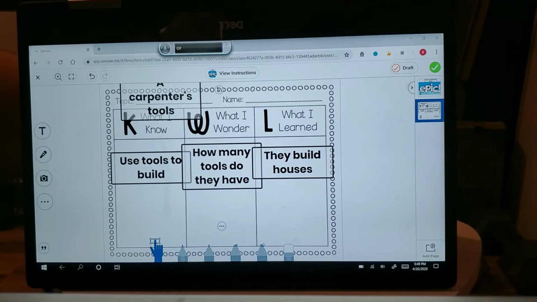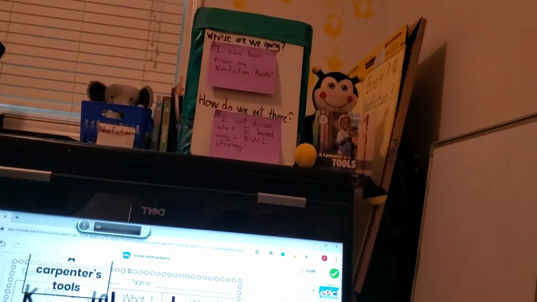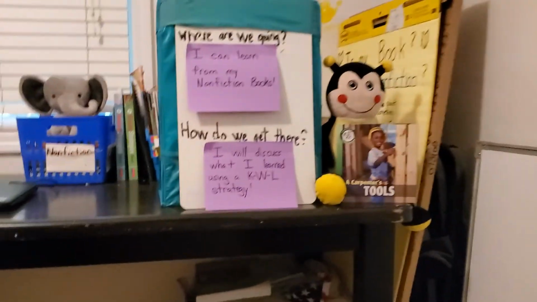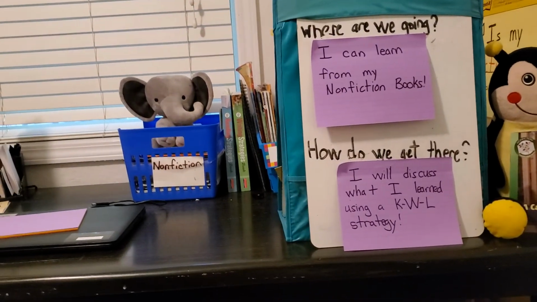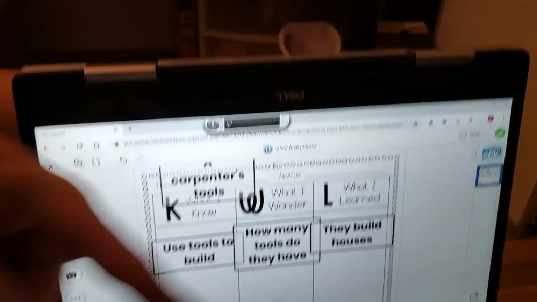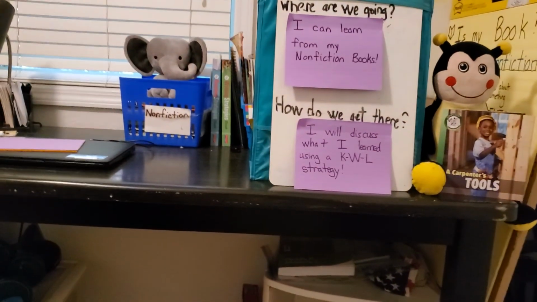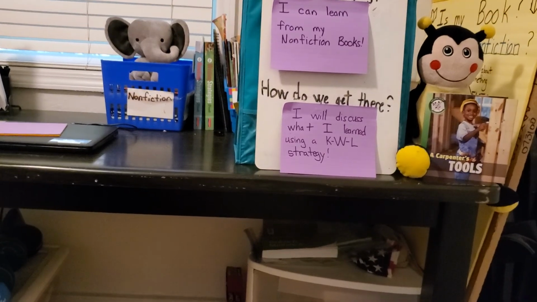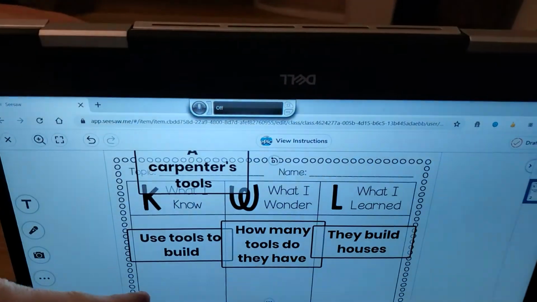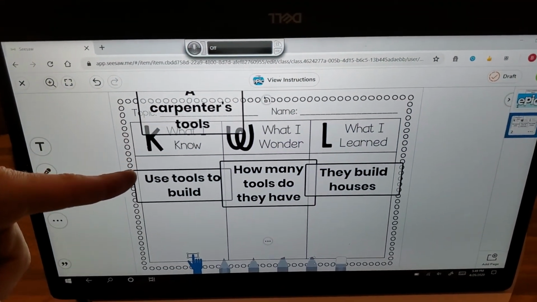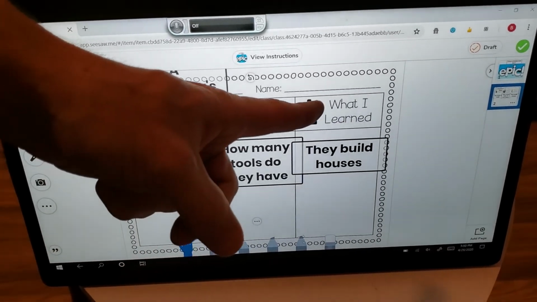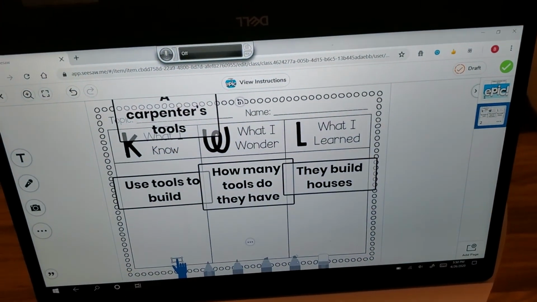Wow. So let's take a look back up at our learning target and our success criteria for today, or where we were going and how we got there. Where we were going, guys, is I could learn from my nonfiction books. Did we learn something? Yep. And I can discuss the book, or I will discuss what I learned using our KWL strategy. Thumbs up. Boom. Did we fill out the K? Yeah, the K is what we know. Did we fill out the W? Yeah, that is what we wonder. And our L is what we learned.